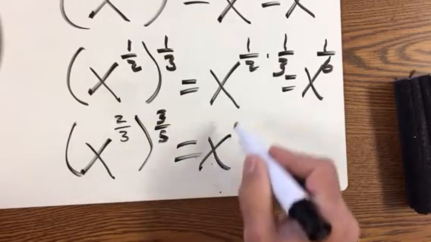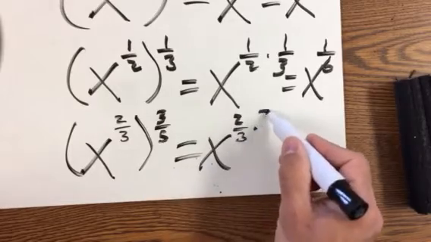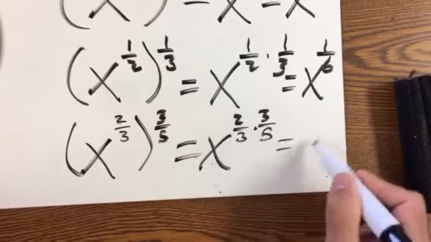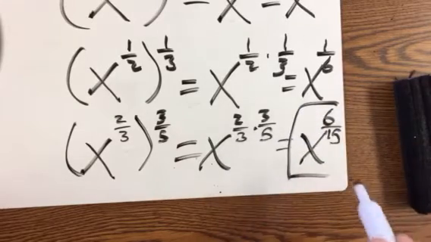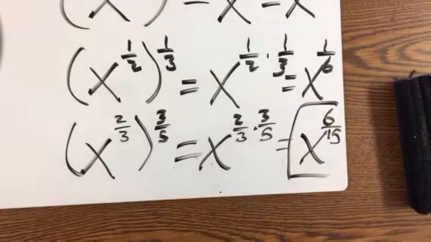So this is going to give me x to the 2/3 times 3/5 equals x to the 6/15. And a little bit later we'll get to where we simplify these as well, but not for right now. So that's what you're doing right now.